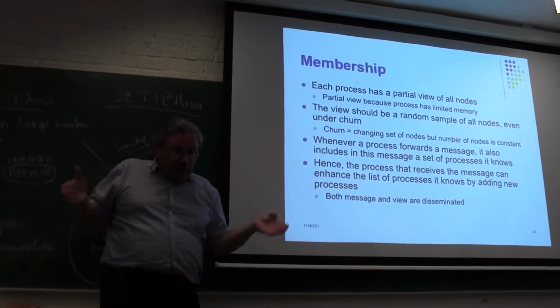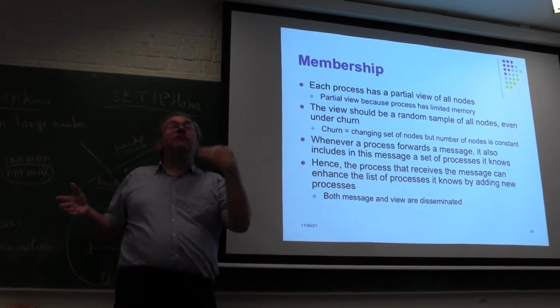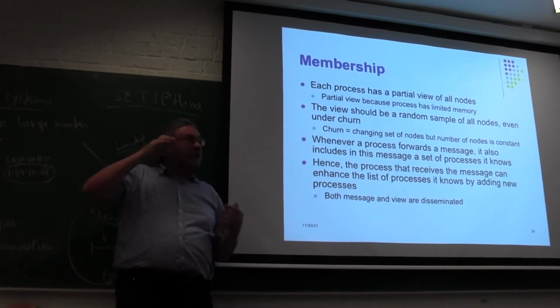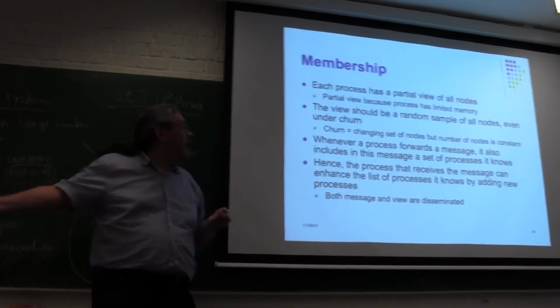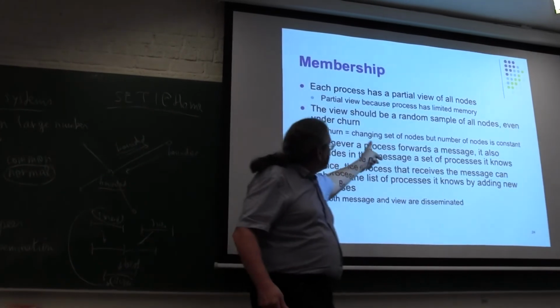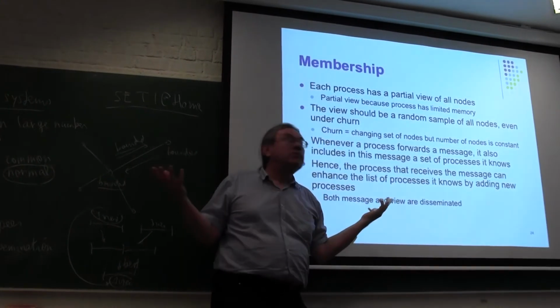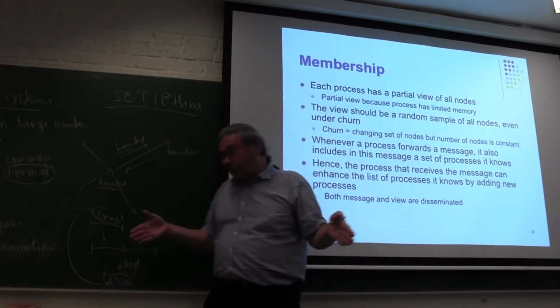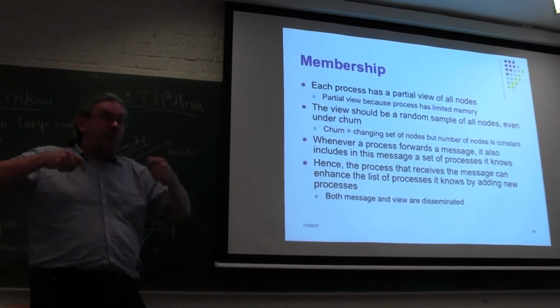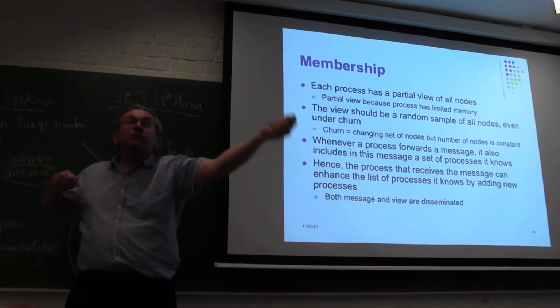So maybe every hour there's 1% different nodes. So the unit is some percentage in terms of time. Every hour, 1% of the nodes will change. So that's a churn value. But there's always 1,000,000 nodes. It's just that the identity, some of them are always leaving and new ones are replacing them.